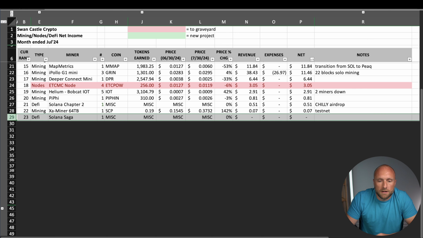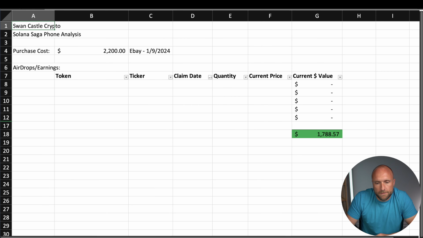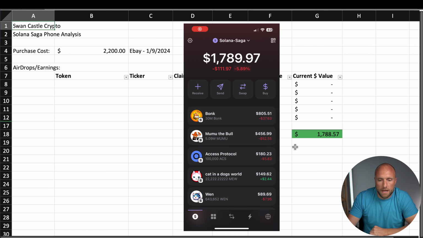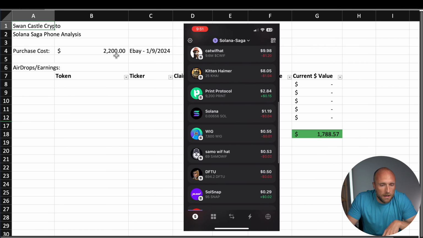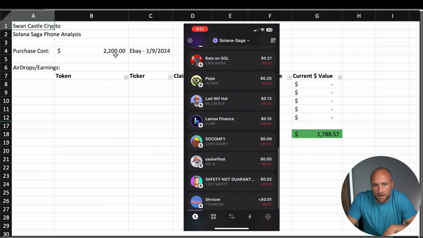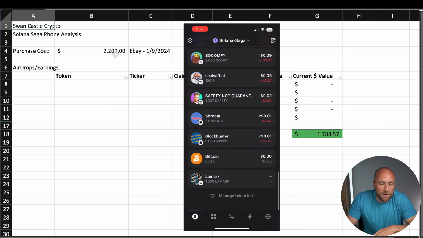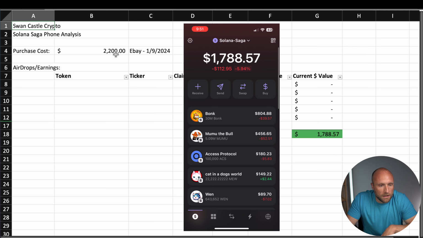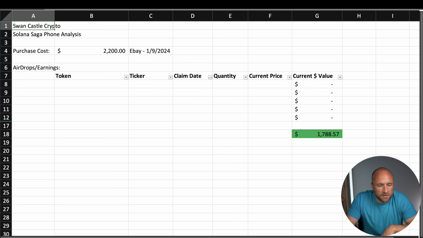Number 23, my Solana Saga phone. Go to the Solana Saga tab. So the current value of all the different airdrops and tokens I've got from my phone so far is $1,788.57. I'll throw up a screen recording of my current wallet value on the screen now. This is compared to the purchase price. I paid $2,200 for this device. I obviously paid up for this off eBay in early January. So we're getting close to the break even of the purchase cost at this point.